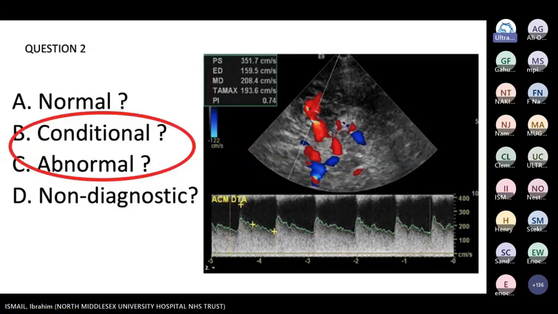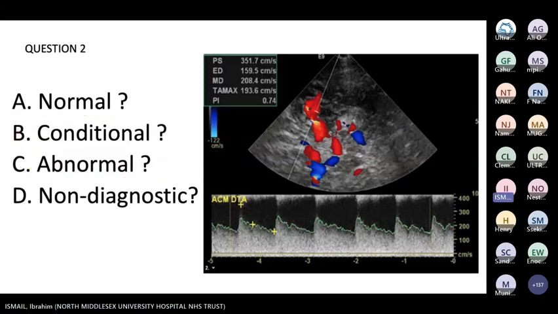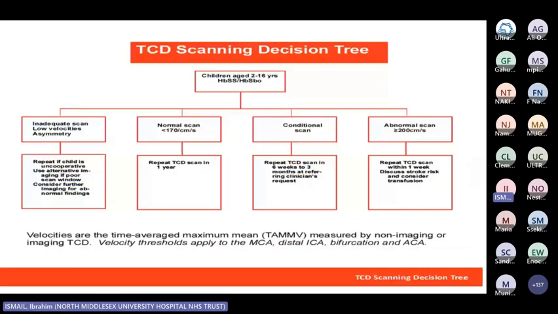Okay? Good. So in that case, it means about 90% of the participants were correct. Yes. I have a quick follow-up question on this case, posted in by Clement. He's saying in such a case where you're hedging between conditional and abnormal, how long would you schedule the rescan? All right, so let's go back here.